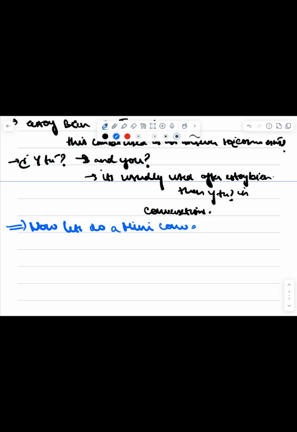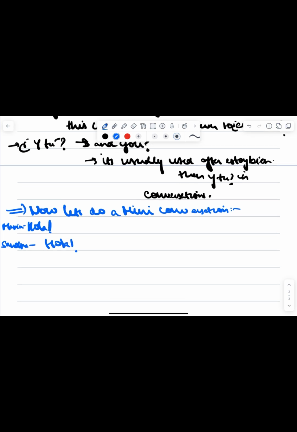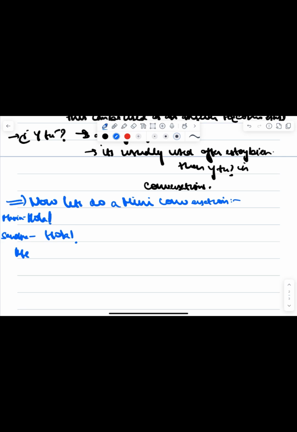Now, for practice and revision, let's do a mini conversation together and put everything together, all the phrases we have learned above. Person one says hola, and for example I name that person Maria. Person two's reply would also be a hello, right? Hello in Spanish is hola, and I will name person two Sandra. The first person after saying hello says me llamo Sofia. The person two could say their name, or they can simply say mucho gusto, that is nice to meet you.